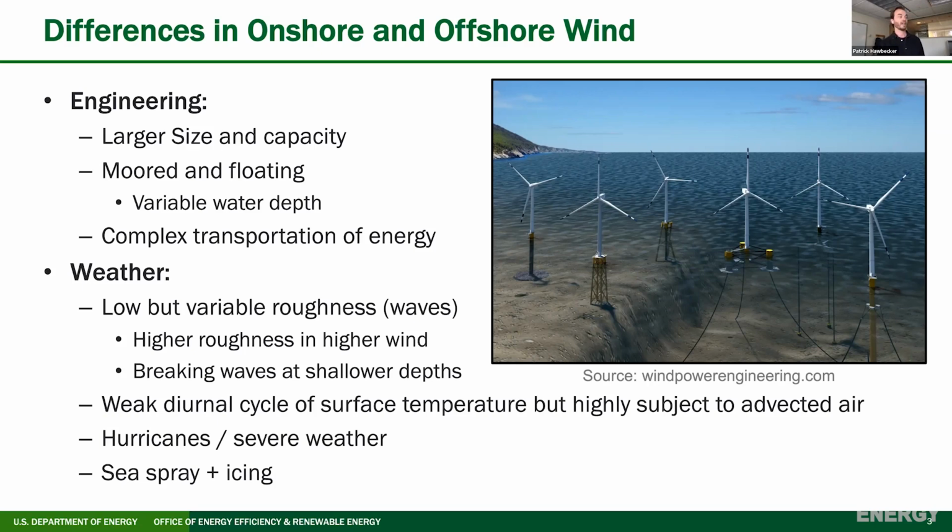And then on the weather side of things, one of the biggest differences between onshore and offshore is the low but variable roughness of the surface. And this is essentially just waves. So with higher winds, you'll get larger waves and a higher roughness. And also, if you have the same wind speed but your depth is shallower, these waves might be steeper and start to break, which will also increase your roughness.